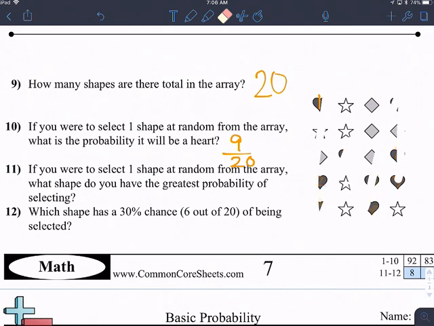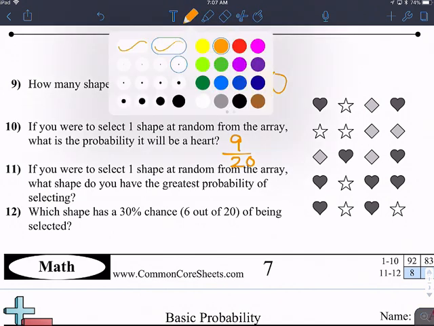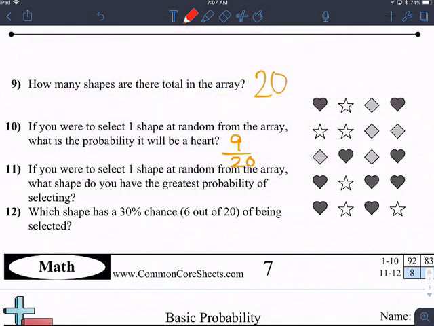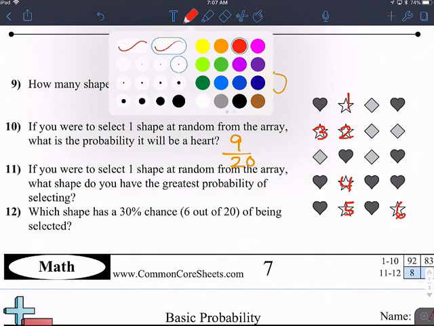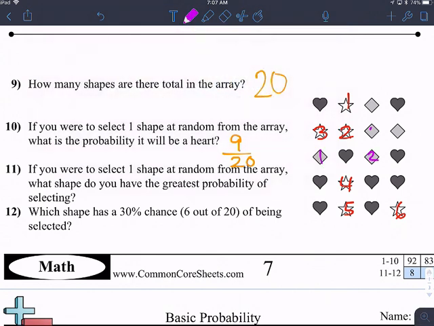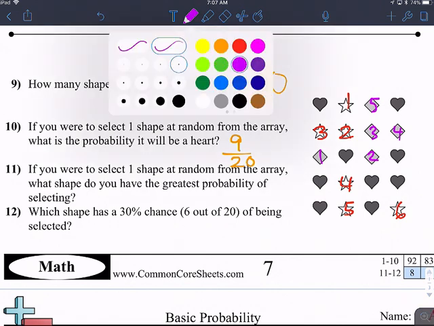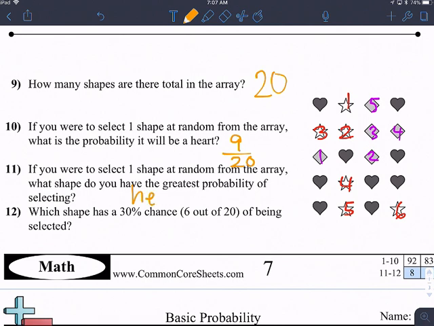Question 11, if you were to select one shape at random from the array, what shape do you have the greatest probability of selecting? Well, I already know that there are 9 hearts, so I'm going to look at stars. I have 1, 2, 3, 4, 5, 6 stars. And I have 1, 2, 3, 4, 5 diamonds. So my biggest probability is the heart because there are 9.